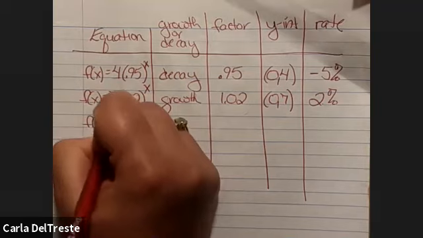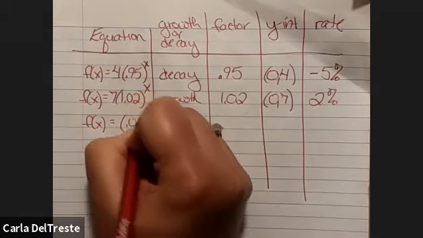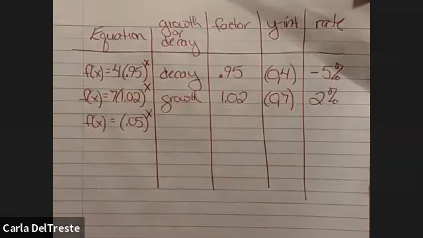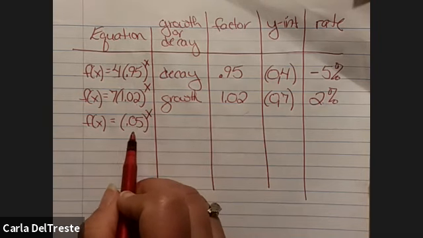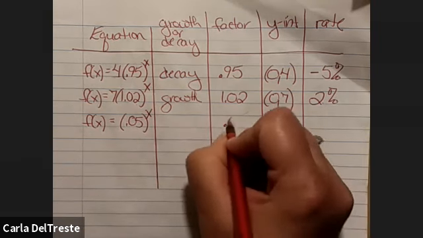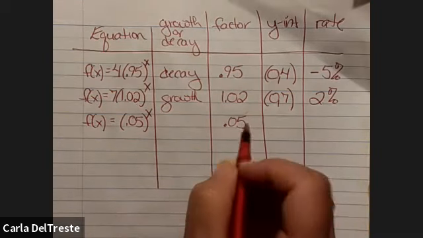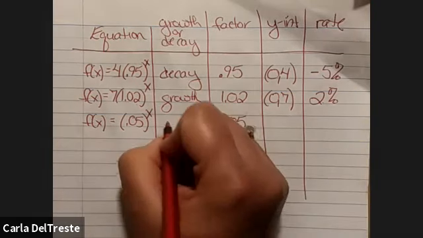Next, f of x equals 0.05 to the x. This one's going to be a little tricky. We have to think about this. First, let's go in and identify. 0.05 is in place of the factor. That is a very tiny decimal, so this is decay.